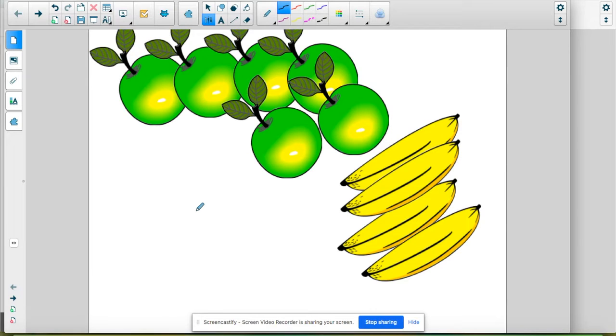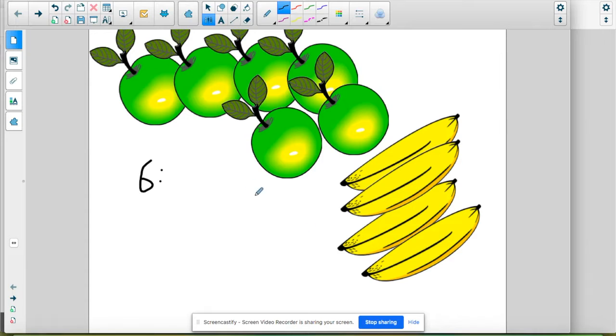Today we're going to explore what ratios are. A ratio is a comparison of two quantities with the same unit. So you can use ratios to compare the apples with the bananas. So you would say the ratio of apples to bananas would be 1, 2, 3, 4, 5, 6.